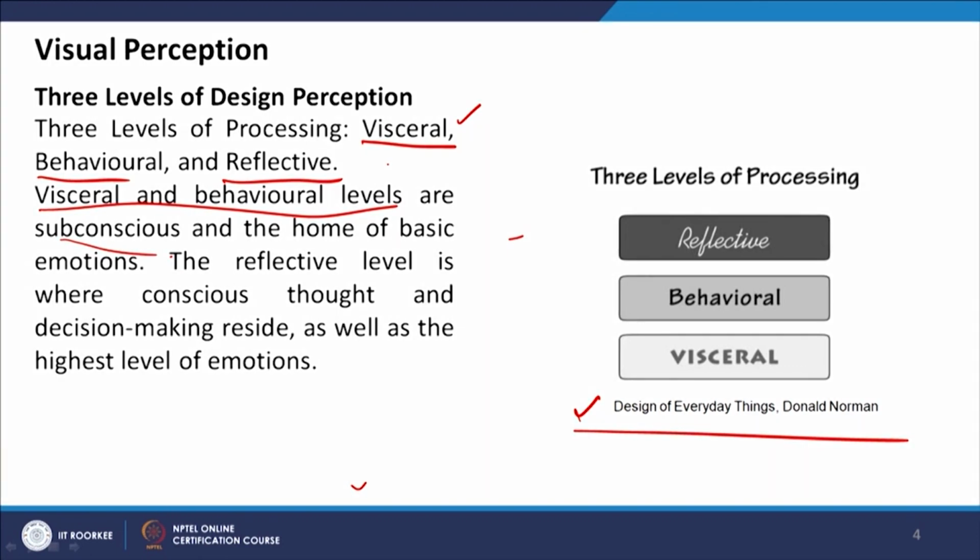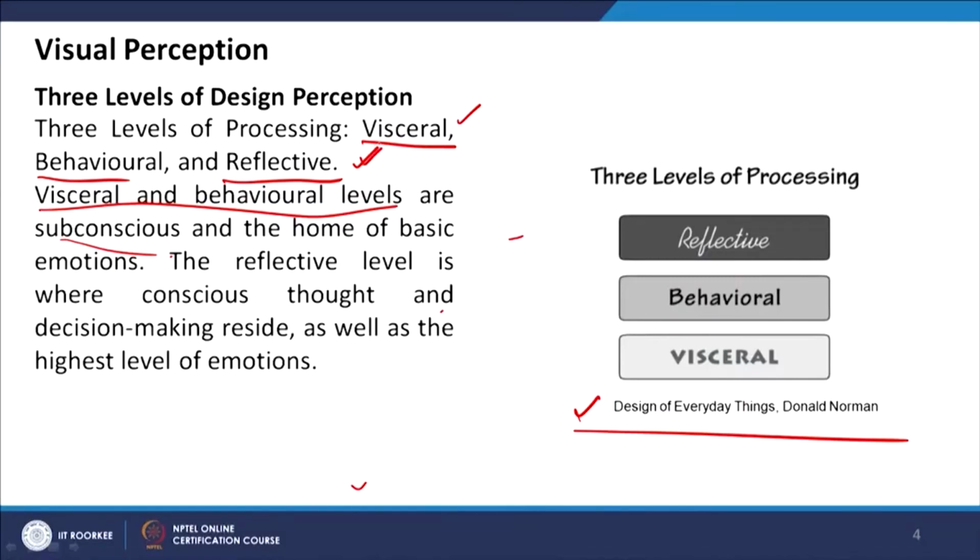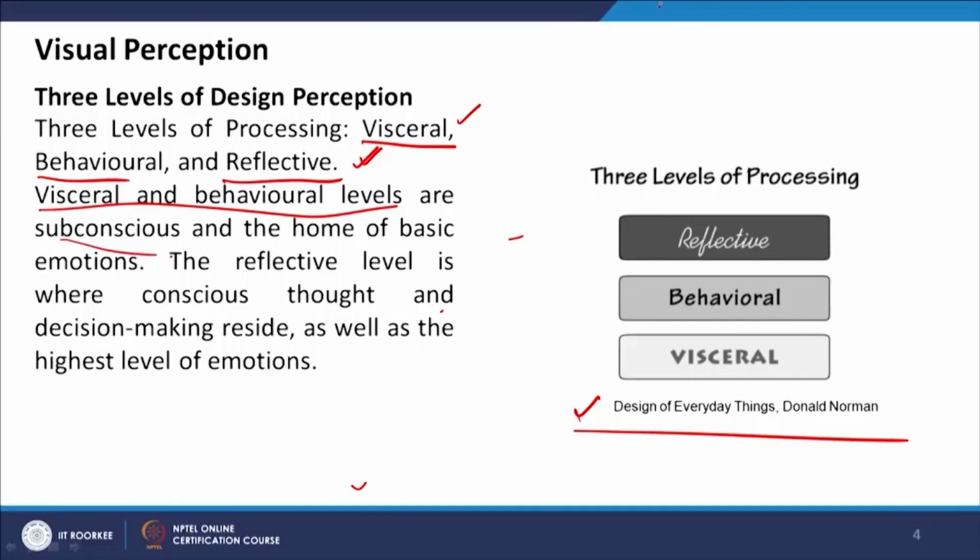But there is a reflective level, which is the next level, where the cognition process is more. There is a more cognitive load over here, and this reflective level of perception happens in the next level. So the visceral level of design is the visual part of design, where most people, across personas, will perceive the design in a particular way.